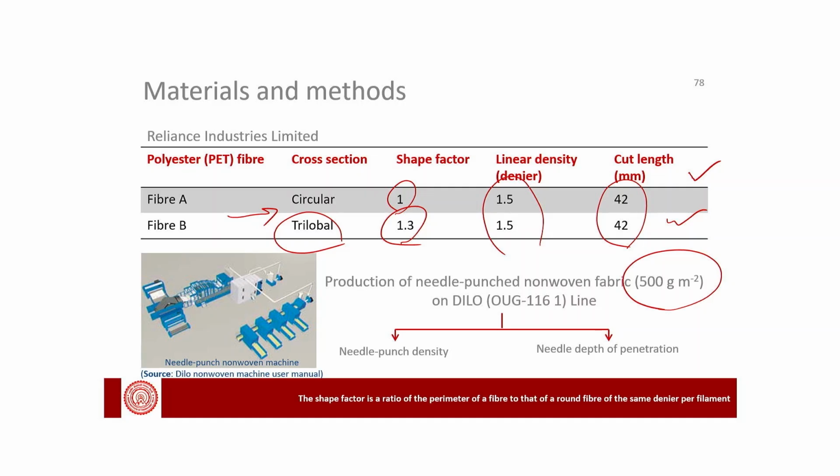And what we have done? We have changed the needle punch density and depth of needle penetration. So, using all these parameters, we have developed different needle punch fabrics. Fibers we have taken 2 and we have varied the needle density and also depth of needle penetration, and we have kept the aerial density 500 grams per square meter for all the fabrics.